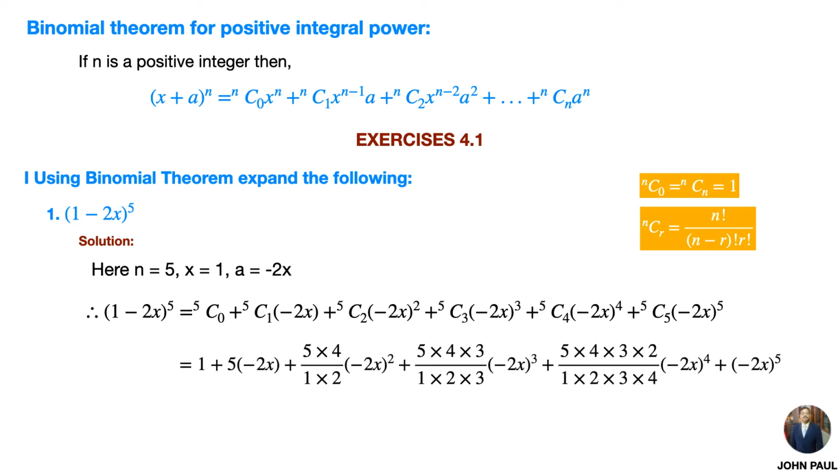Equal to: 5C0 is 1, 5C1 is 5 (-2x), plus 5C2. I am not using this formula; I have given 5C2 as 5 into 4 by 1 into 2, (-2x)^2. 5C3 can be written as 5 into 4 into 3 by 1 into 2 into 3. Likewise 5C4, and 5C5 we know is 1. Now we'll try to cancel the common terms. Still simplification is there. We can simplify this and we got the answer as 1 - 10x + 40x^2 - 80x^3 + 80x^4 - 32x^5.